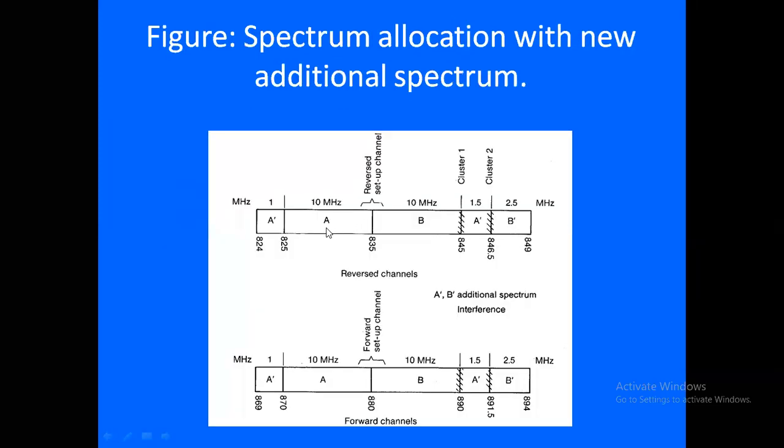As I've told you, there is a channel A and channel B. There is a possibility of crosstalk between channel A and channel B. So A dash and B dash are the additional spectrum interference. This is the reverse channel and this is the forward channel. Between the reverse channel and forward channel, crosstalk may be possible.